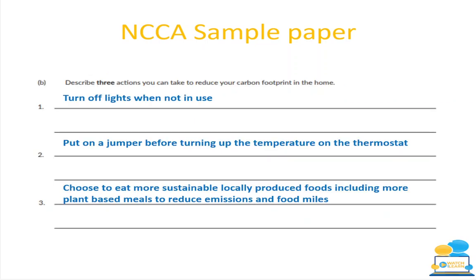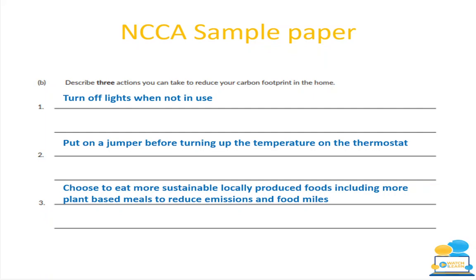Here is another sample paper from the NCCA. It says to describe 3 actions which you can take to reduce your carbon footprint in the home. So number 1 would be to turn off lights when not in use because you're wasting electricity. Number 2 would be to put on a jumper before turning up the temperature on the thermostat, which is especially topical coming this winter because of the increased cost of energy.